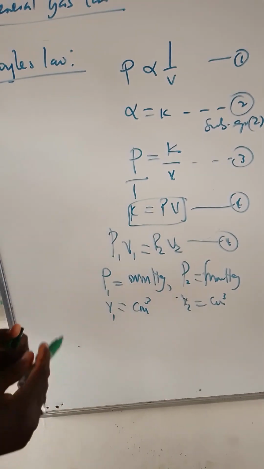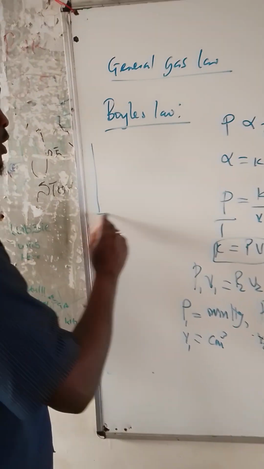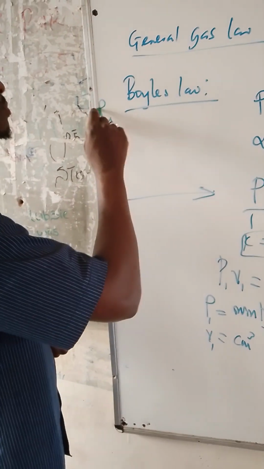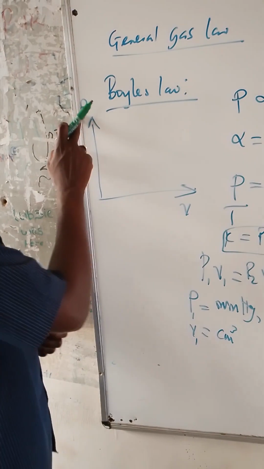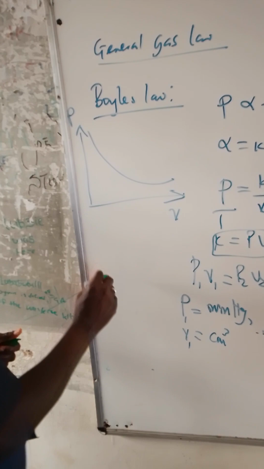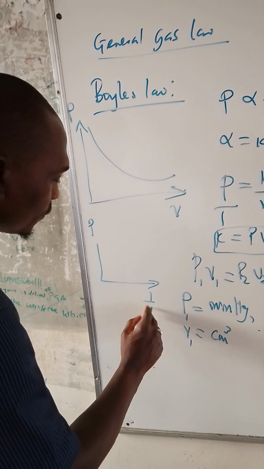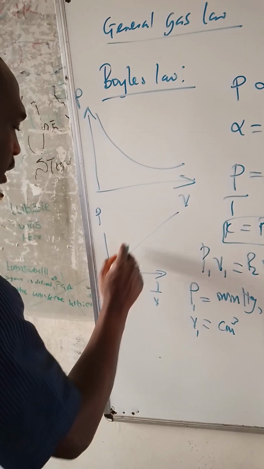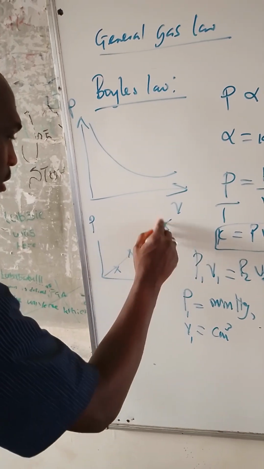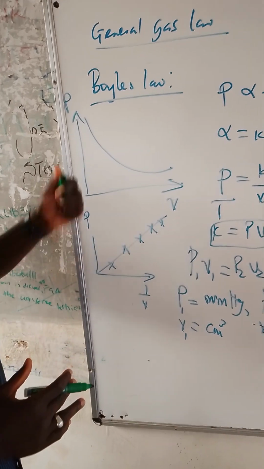Let's now see the graph of Boyle's law. For the graph of Boyle's law, we are plotting P against V, and when you plot P against V, you are going to have a curve like this. We are also plotting P against 1 over V. You are having a straight line like this. So in a nutshell, this is the end of Boyle's law.